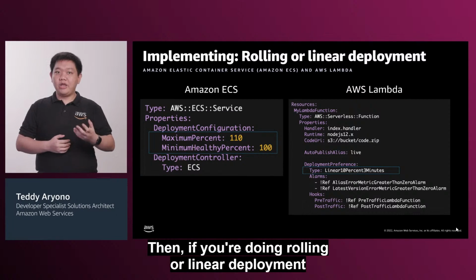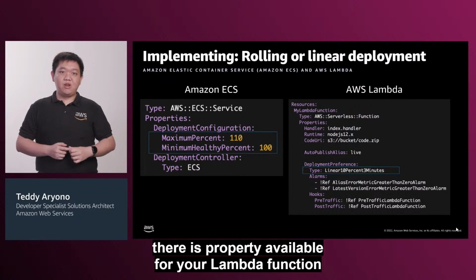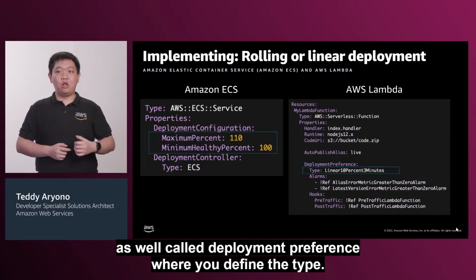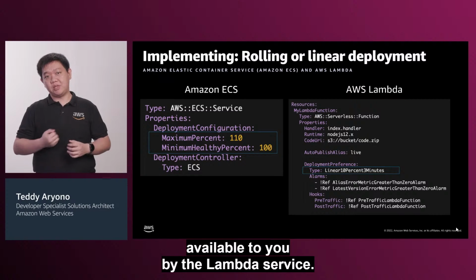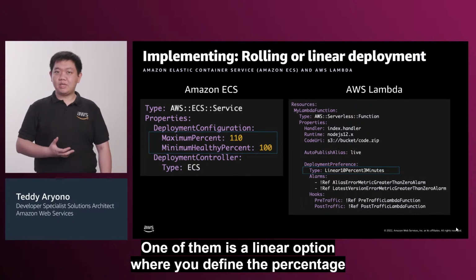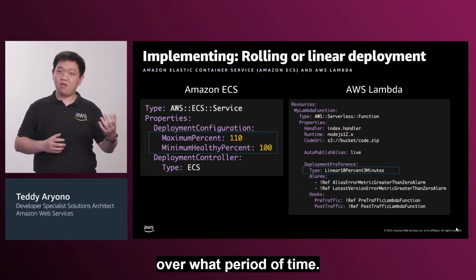Then, if you're doing rolling or linear deployment in a serverless application, there is a property available for your Lambda function as well, called deployment preference, where you define the type. There are specific named types of deployment preference available to you by the Lambda service. One of them is a linear option where you define the percentage by which you'd like that linear deployment to occur over what period of time.